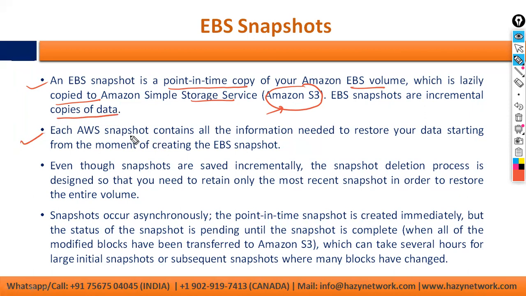Each AWS snapshot contains all the information needed to restore your data starting from the moment of creating the EBS snapshot. Even though snapshots are saved incrementally, the snapshot deletion process is designed so that you need to retain only the most recent snapshot in order to restore the entire volume. This is a synchronized process.